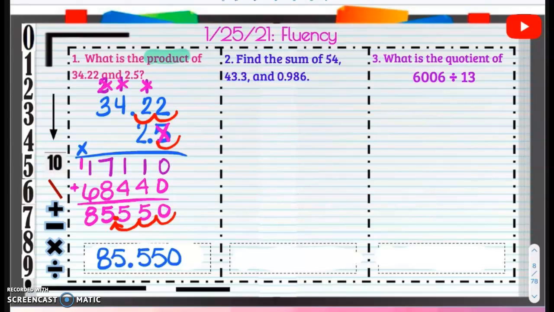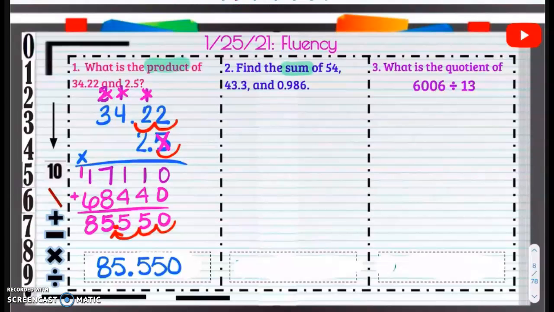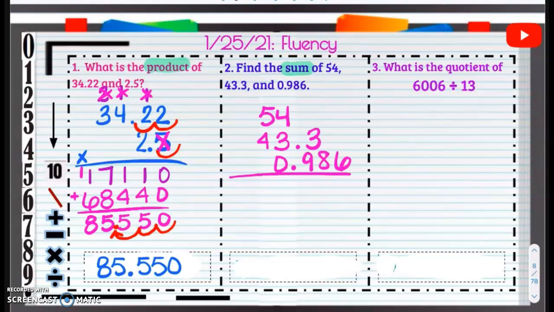All right, let's take a look at our next one. Find the sum. Ooh, yes, addition. So we're going to find the sum of 54, 43 and 3 tenths, and 0 and 986 thousandths. Now, do we have to line up our decimals when we're adding and subtracting? Yes, we do. So, whoa, why do I keep doing that? Okay, we're going to have 54 plus 43 and 3 tenths. Plus 0 and 986 thousandths.